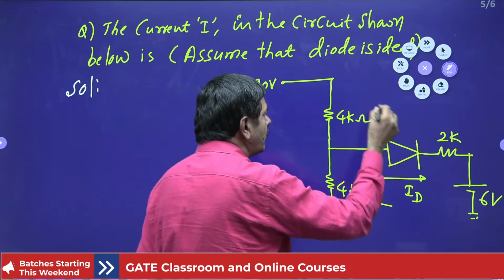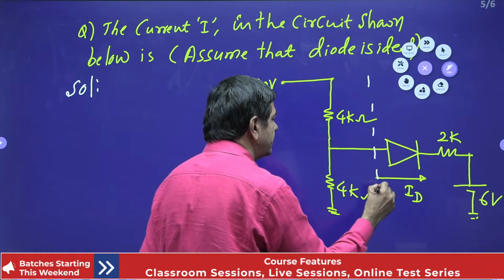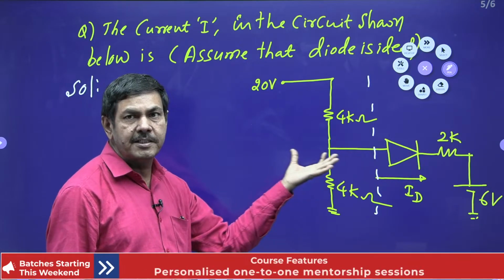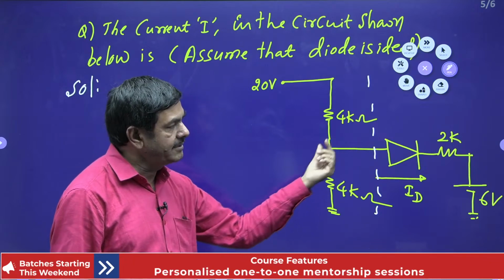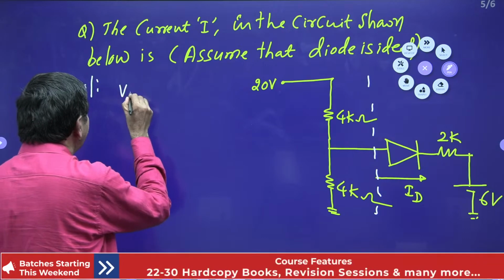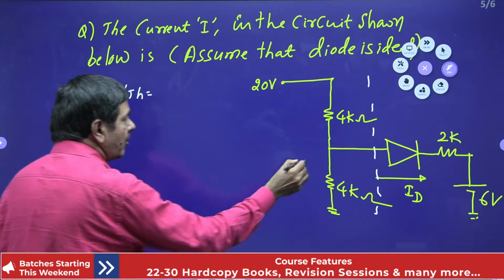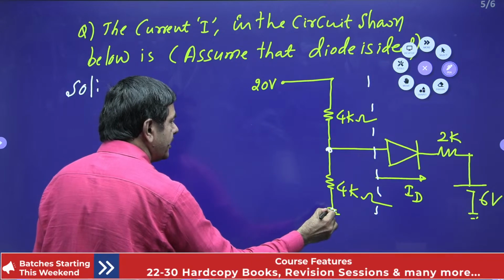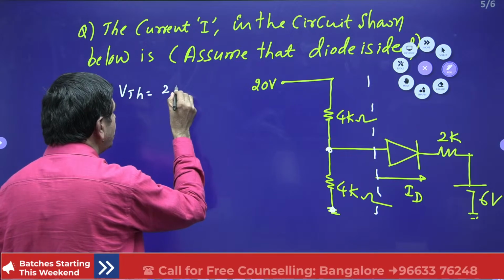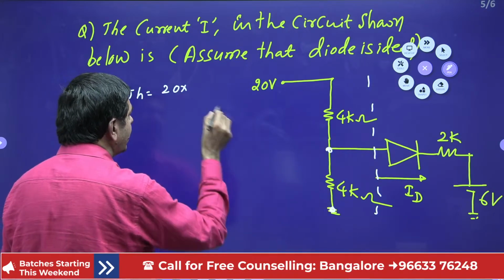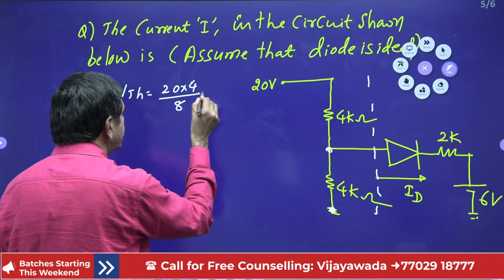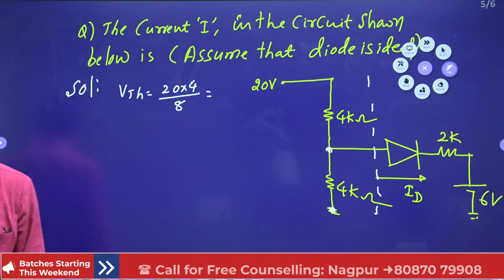Initially, this circuit is an open circuit. You find what VTH and RTH are from this network. You connect and directly you will get ID1. I say VTH is nothing but the voltage across this 4 kilo ohm. According to the voltage divider formula, 20 into 4 by 4 plus 4, that is 8. And you will get VTH directly.